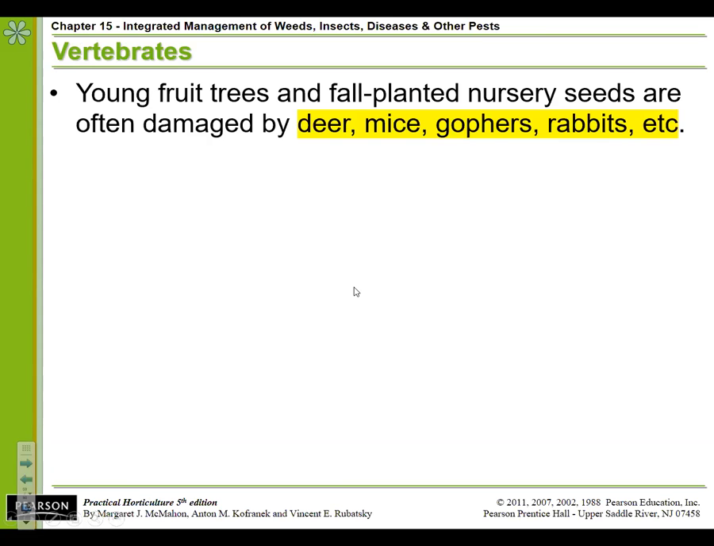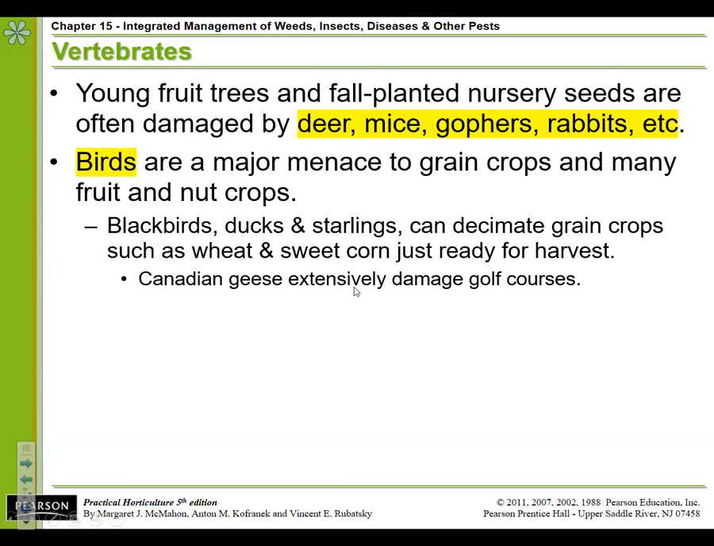Gophers, groundhogs, rabbits, all kinds of different mammal pests, and they are difficult to control. Sometimes we look at trapping as a potential way. In the Commonwealth, if you trap any kind of mammal pest, you have to kill it. You cannot legally move them without a license. Birds can also be a major menace to fruiting crops, grain crops. Some birds, like crows, for instance, will come into fields and just pull up seedlings.